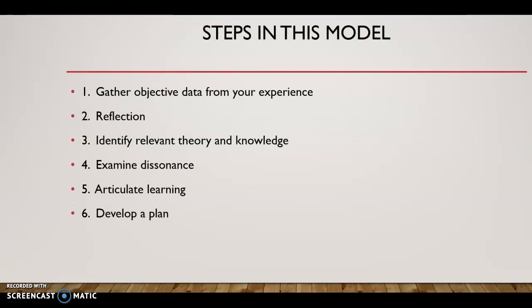Different steps in this model. I'm going to go through them briefly in this list, and then there will be more detail coming about each one. So step 1, gathering objective data, and then reflection, identifying relevant theory and knowledge. Dissonance, we'll talk a little bit specifically about what that means. Being able to state your learning, and then finally to develop a plan to move forward.